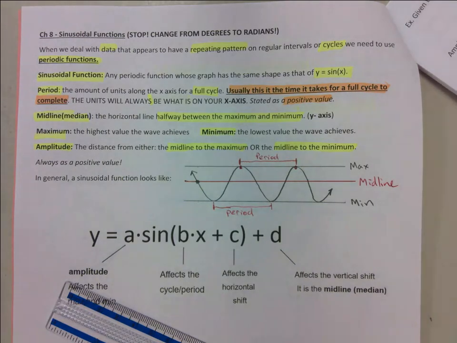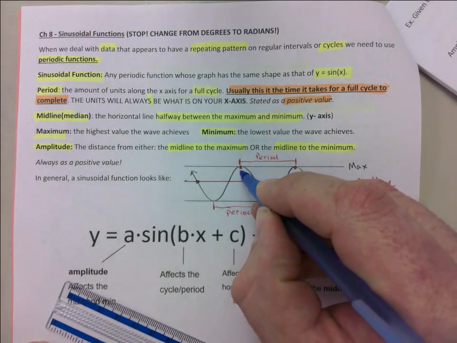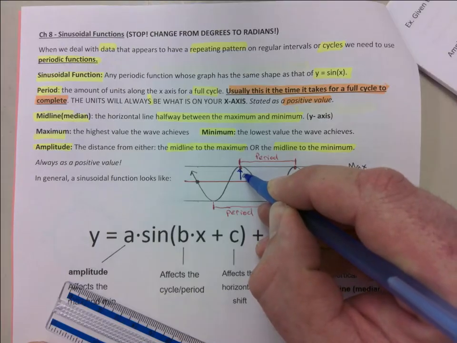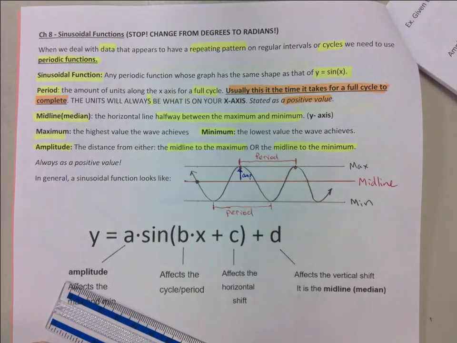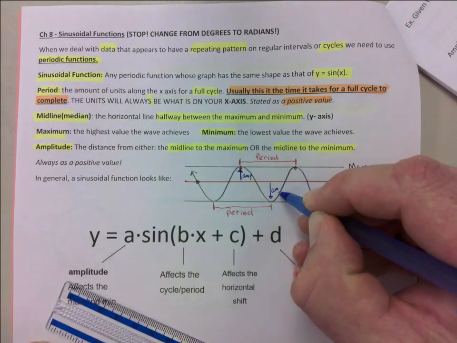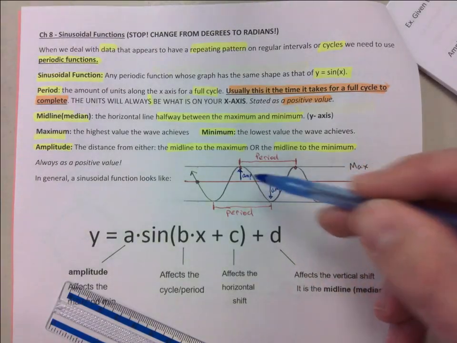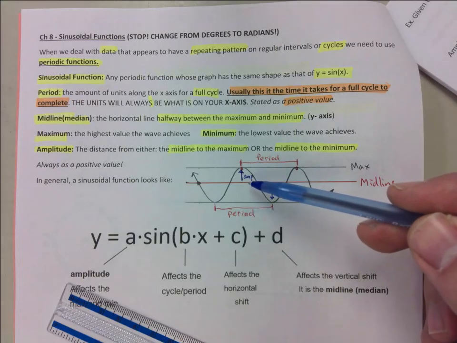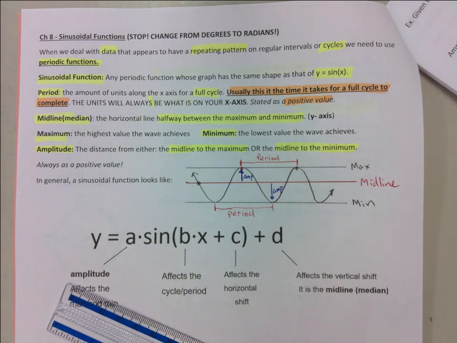I'm going to use a different color for amplitude. I'm going to introduce amplitude here. Amplitude is the distance between the middle to the top. This is amplitude. Sorry, it's very small. I apologize. Or from the midline to the bottom. So amplitude is that distance between the midline and either the top or the bottom. So now visually you can see what the max and the min is, what the midline is, what amplitude is, and what the period is.